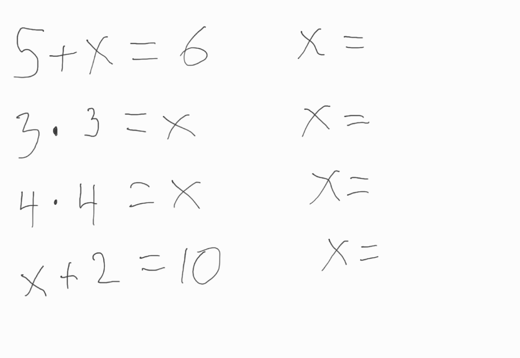And so X in this one is going to equal a different value than it is in this math problem or in this one. So let's look, for example, if we have 5 plus X equals 6, what is X here? Well, 5 plus 1 equals 6, so X equals 1 here. If we have 3 times 3 equals X, what does X equal here? Well, since 3 times 3 is 9, then X equals 9. So notice here, X equals 9, but here it equals 1.